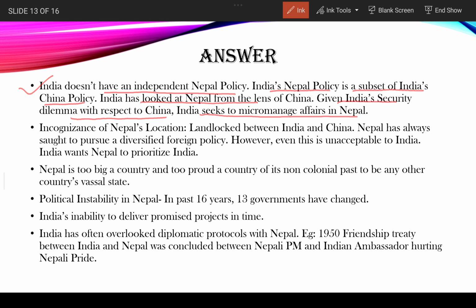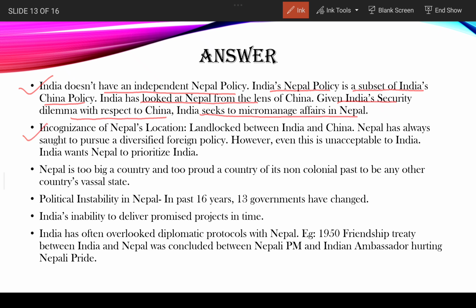And the problem is that India is not having an independent foreign policy with respect to Nepal only. India has always looked at Nepal from the lens of China. So that's one of the major reasons why, just like there are people to people ties, the same thing is not resonated at the state to state level.